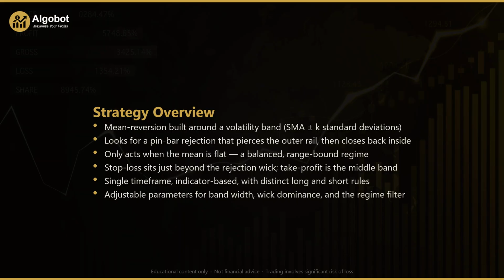First, it waits for an actual rejection candle, a pin bar, where price pokes past the rail and then closes back inside. Second, it checks that the market is in a balanced, range-bound regime by confirming the moving average itself is essentially flat. It deliberately steps aside when the average is drifting because a trending mean is exactly where reversion trades tend to fail. In terms of who it's designed for, this is an educational example of a patient, selective style. It waits for several conditions to align rather than taking every signal.